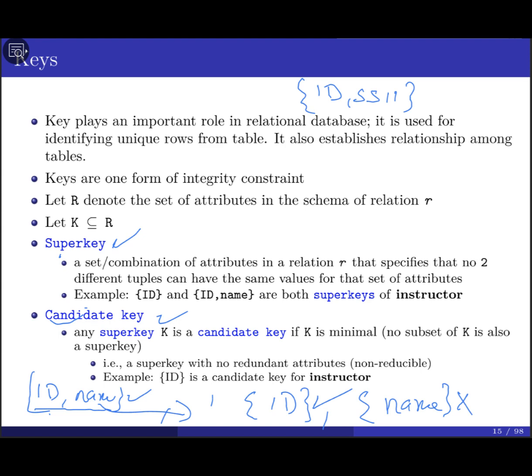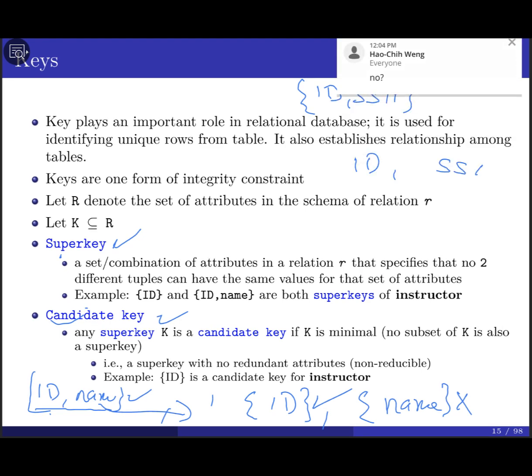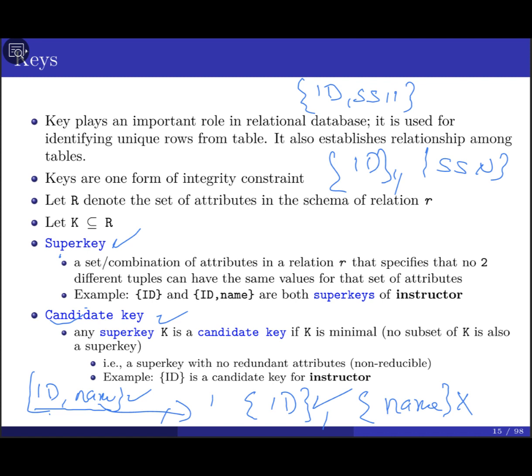No. Why? Because if you break it down, you're going to have the ID and you have a social security number. And both of them individually are going to form a super key. So in this case, this one is going to be a super key, but it's not going to be a candidate key. The ID by itself is going to be a super key and a candidate key. Social security number is going to be a super key and at the same time can be a candidate key.